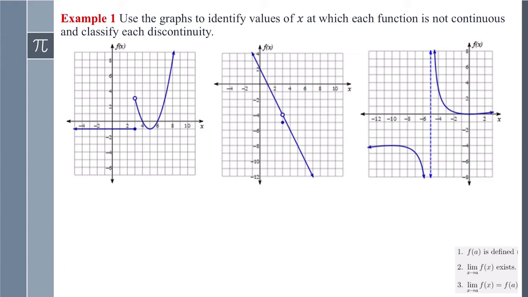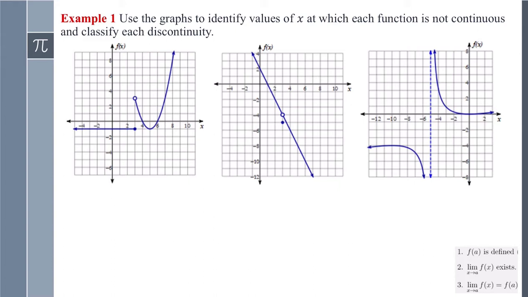So the first one, we see that the function is not continuous at 3, because at 3 we have a value of the function right here. In this case, if you're asked why the function is not continuous, it's because the limit does not exist. The left hand limit is -1 and the right hand limit is 3, so the limit does not exist. That's why the function is not continuous here.